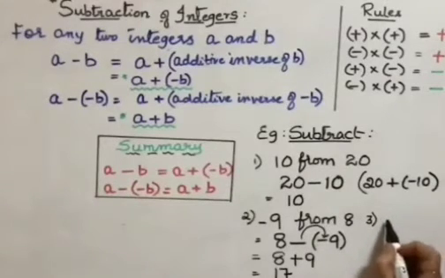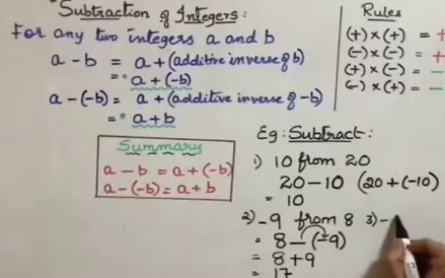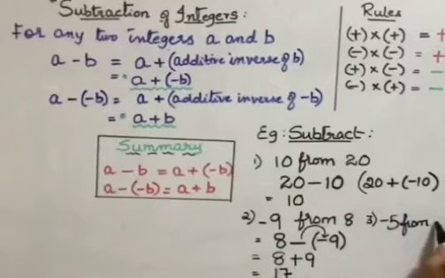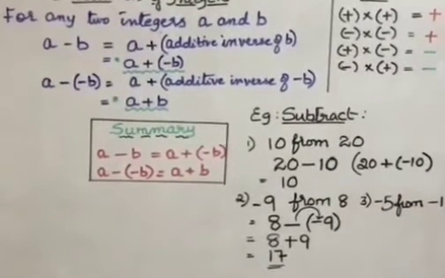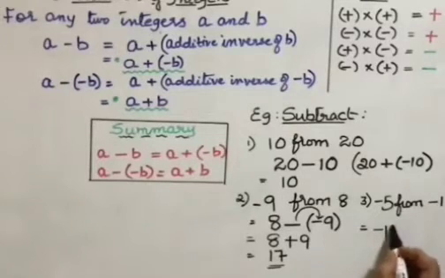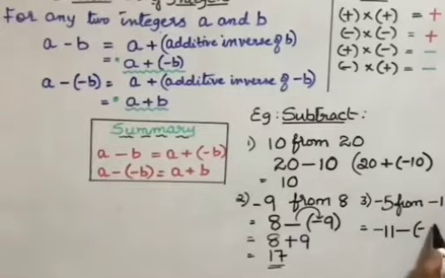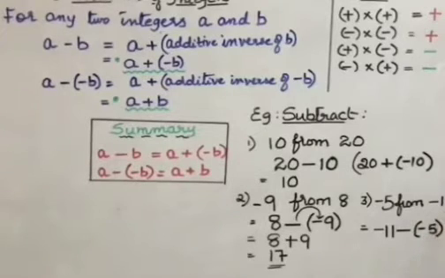Subtract minus 5 from minus 11. Children, what is the order? What is the order? Minus 11. Minus 11. Subtract. You are subtracting a negative integer. From minus 11, you are removing or subtracting a negative 5.